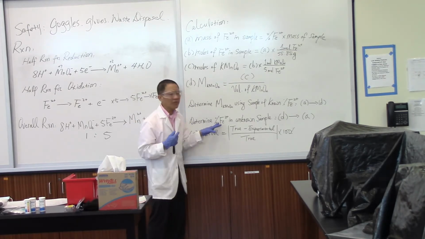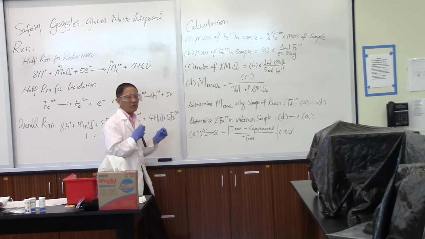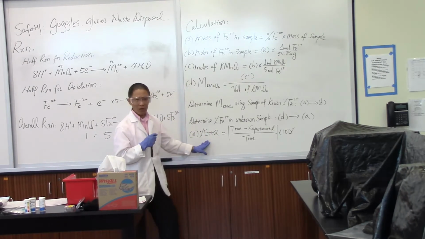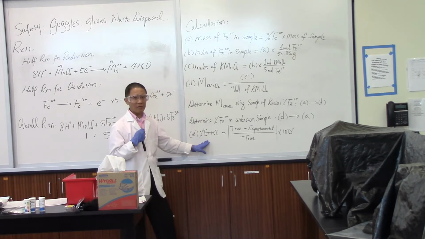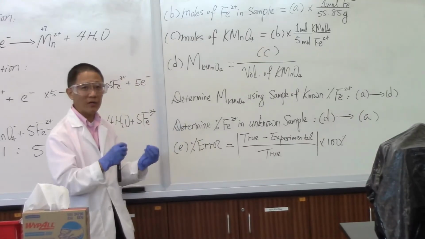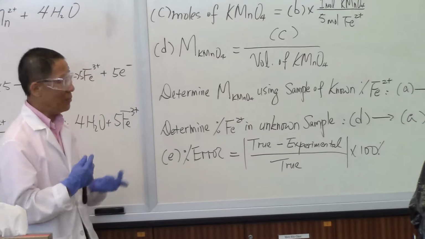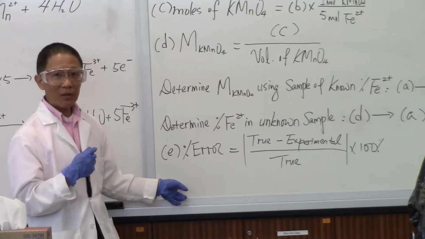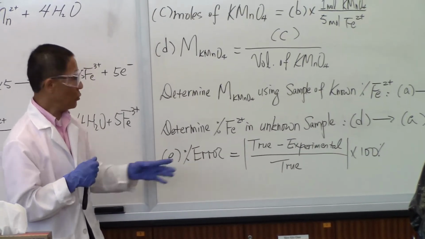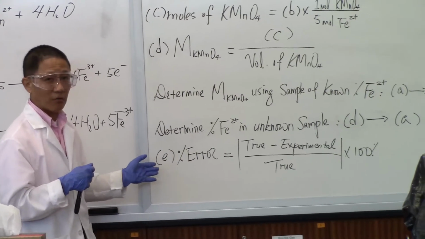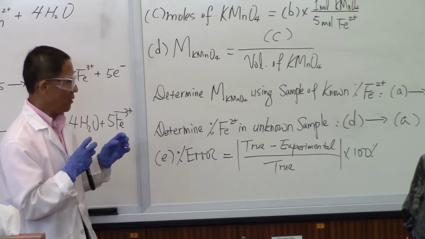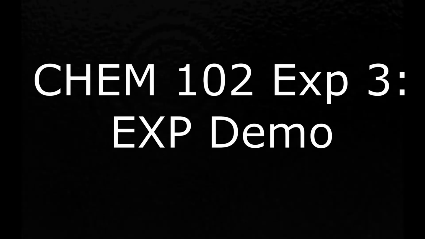And once you have the percentage of the Fe2+ in your unknown sample, we also want you to calculate the percent error. And again, the same equation, true minus the experimental divided by true times 100. And where to get the true value? The lab instructor will give you the true value, so you can calculate the percent error for your experimental result.